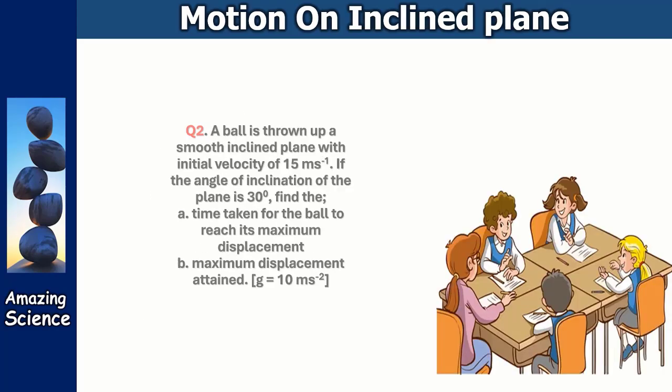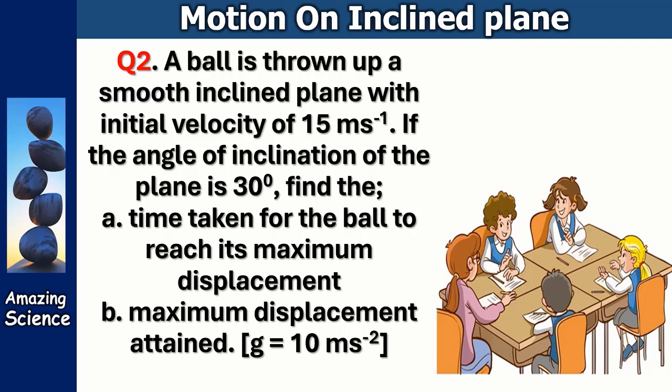Now let's take our second question. It reads, a ball is thrown up a smooth inclined plane with an initial velocity of 50 meters per second. If the angle of inclination of the plane is 30 degrees to the horizontal, find the A, time taken for the ball to reach its maximum displacement, and B, maximum displacement attained. Here also g has been given as 10 meters per second squared.